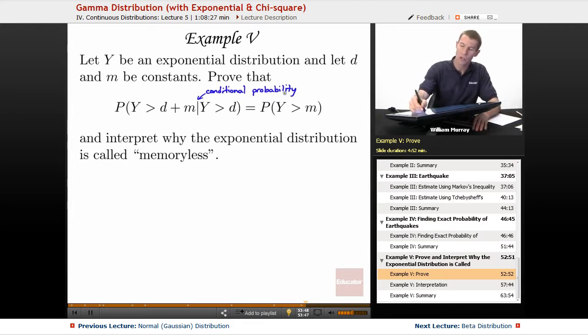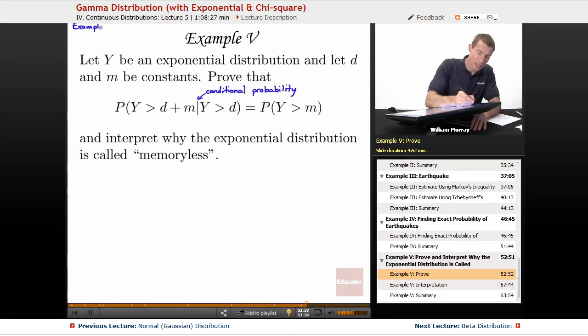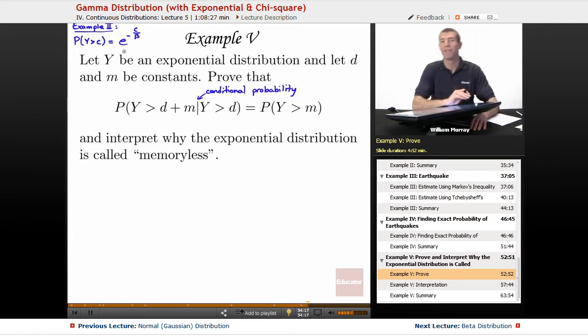So the first thing I'm going to do with this problem is remind you of a formula that we derived back in example 2. If you haven't watched example 2 in the recent past, you should go back and watch that right now, because we're going to be using a formula for the exponential distribution. It tells us that the probability that y is bigger than c is equal to e to the negative c over beta. That's going to be very useful. We calculated an integral back in example 2 to find that, but we're not going to recalculate it now. I'm just going to use it.